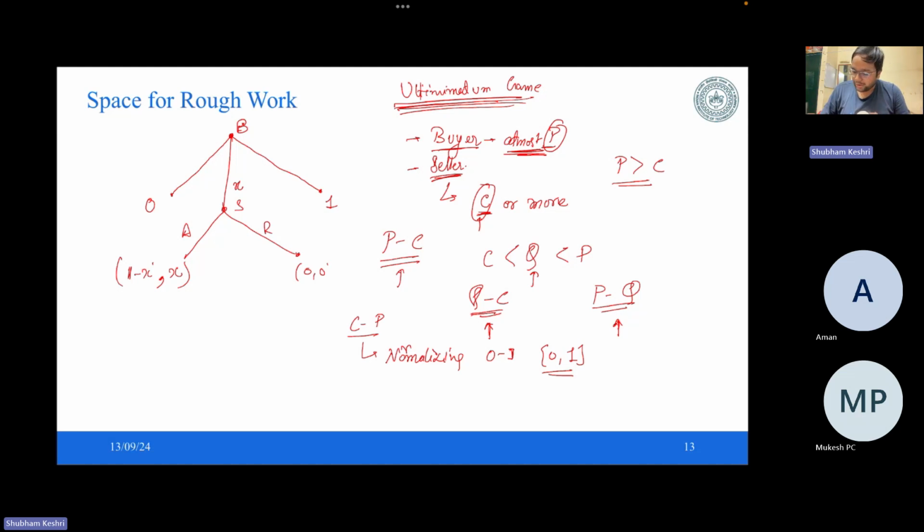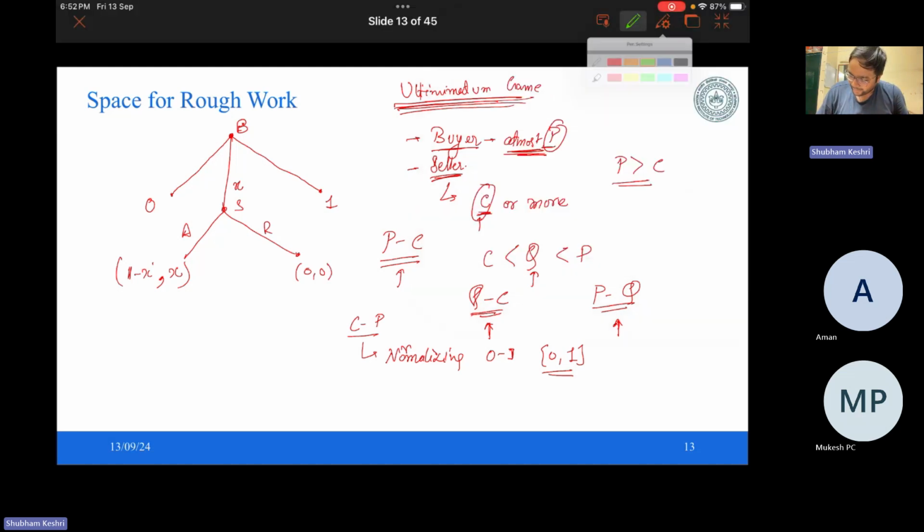If the range was not 0 to 1, we can use another color and show you. If the range was C to P and the buyer makes a quote of Q, then the seller gets a value of Q because at that price the service is purchased, and the buyer gets a utility of P minus Q. We are assuming C to be 0. If C is not 0, then it will be Q minus C. It doesn't matter, so it is normalized between 0 and 1. This is how the game is written. So this is the context of the ultimatum game.